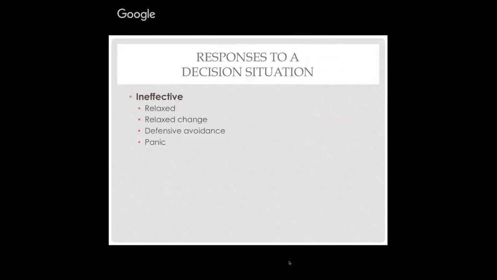Right? So what are the different situations or responses that people have when they're in a decision situation? That's the next thing to talk about. Ideally, we would like everyone to make a decision and make a decision effectively and efficiently. That doesn't always happen, right? People will have different styles of responding to a situation that needs decision making, right? So what are the different ineffective styles or ineffective responses to a decision situation?